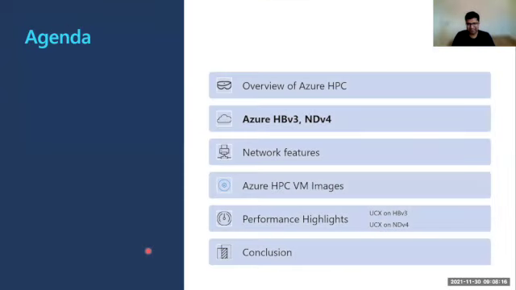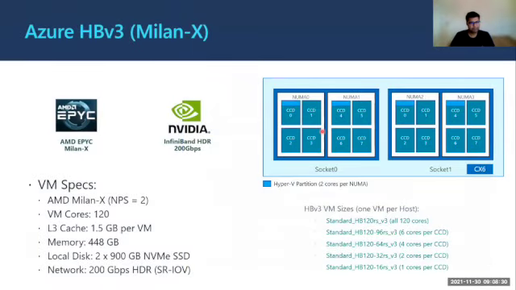Let me go a little bit deeper on the two representative SKUs: HBv3, which is an H series, and NDv4, which is a deep learning SKU. Two of the latest ones. HBv3, this is how we design it. The main design goal is to minimize any jitter from the host and any jitter from any agents running on the host or the guest. This SKU is actually based on the Milan-X. Milan-X, as many of you know, was announced earlier this month.